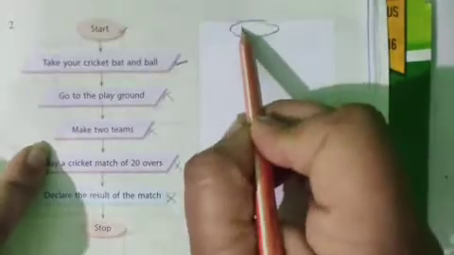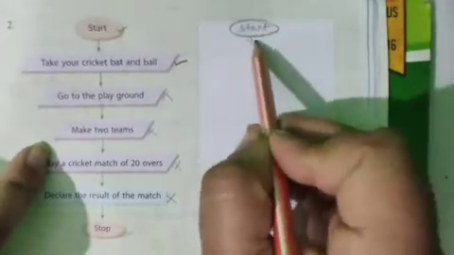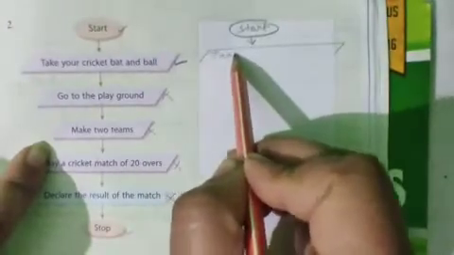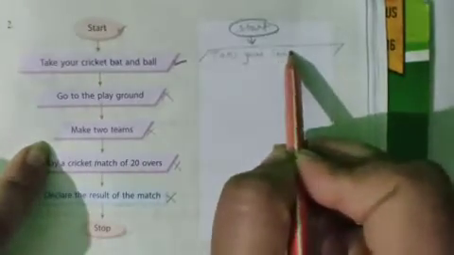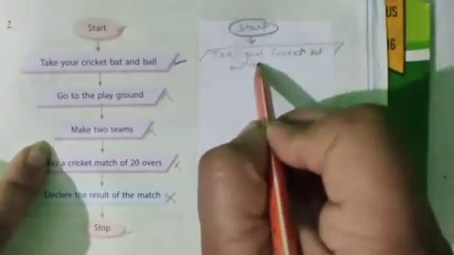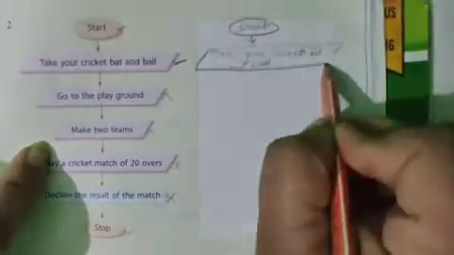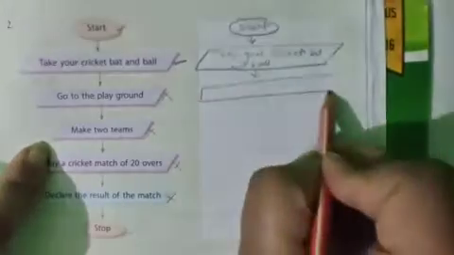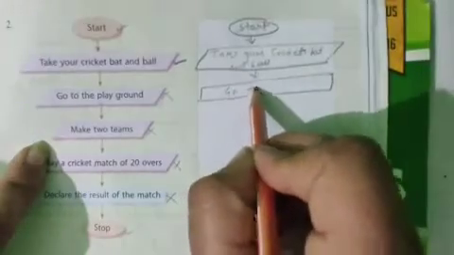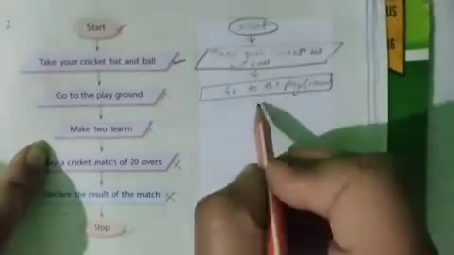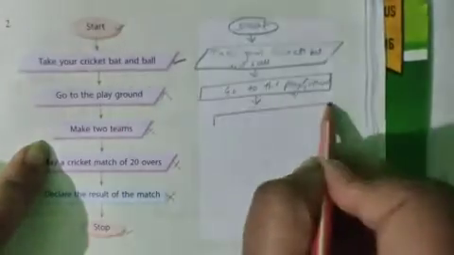So now we are redrawing the flowchart. First step is start, then flow line. Now this step is also correct. Take your cricket bat and ball. This step is correct. Okay, now next go to the playground. That should be written in the rectangular box. This is okay. Again draw the flow line. Again draw a rectangle box.